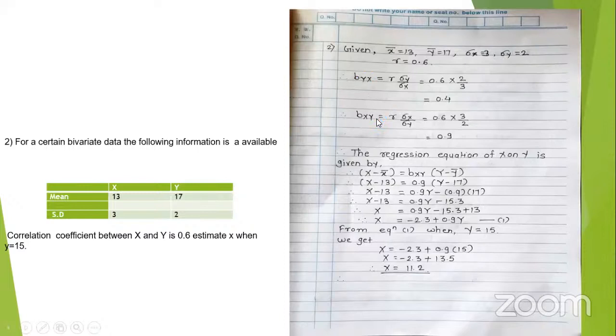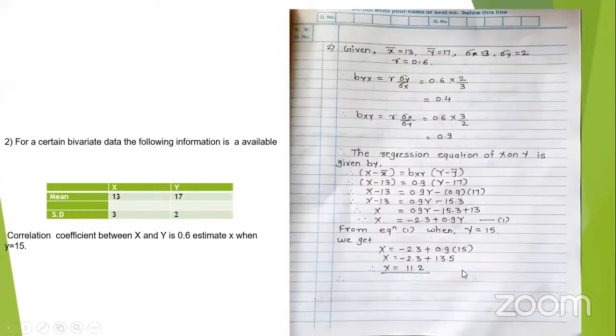Now what we have to find: we have to estimate x, which means we need to find the regression equation of x on y. When you calculate all these things, you need not calculate this other thing. Bxy, if you have calculated, that is the regression coefficient. Substitute it in the equation and you will get the regression equation x on y. Allot 1 mark for this regression coefficient, and for the final answer you can allot 1 mark.